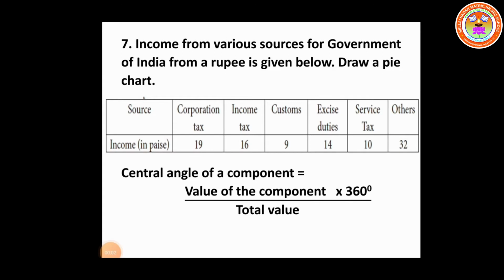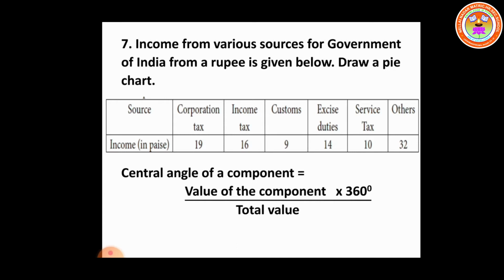Good morning, children. Today let us continue the exercise 6.1, 7th question. See the question on page number 221. Income from various sources for the Government of India from a rupee is given below. Draw a pie chart. Given data: source: corporation tax, income tax, customs, excise duties, service tax and others. Income in paise is given.